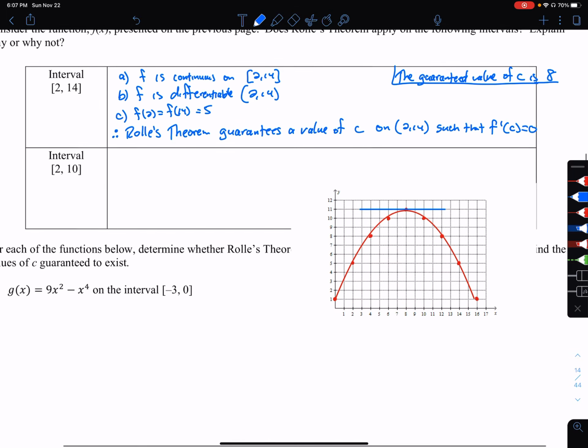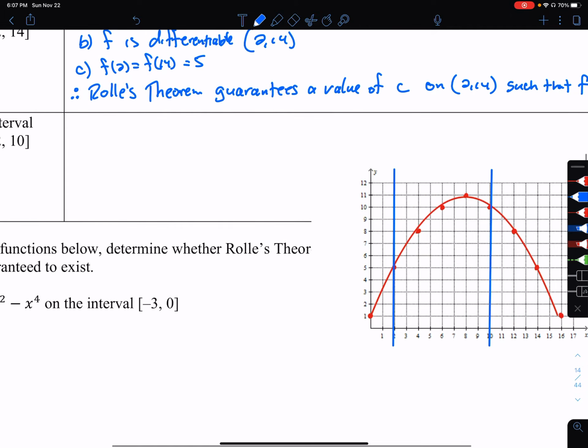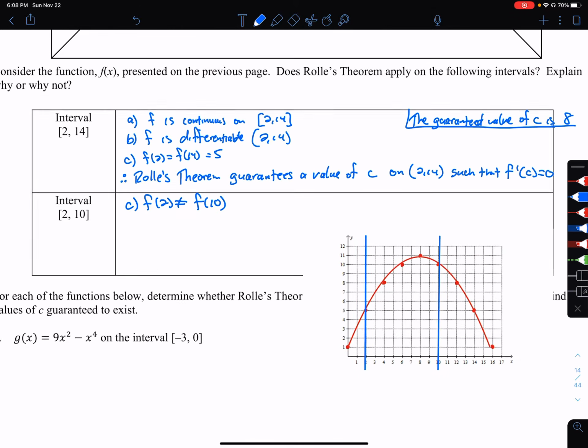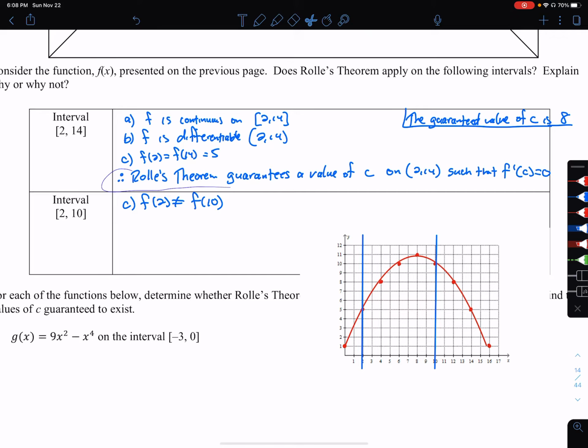How about on the interval from 2 to 10? Here's 2, and here's 10. Now, it's true that it's continuous, and it's true it's differentiable. We don't need to mention that because this isn't going to work. The important thing here is that f of 2 does not equal f of 10. If one of those things isn't true, then we don't have to list the things that are. We just worry about the thing that isn't true. Since f of 2 doesn't equal f of 10, Rolle's theorem does not guarantee.